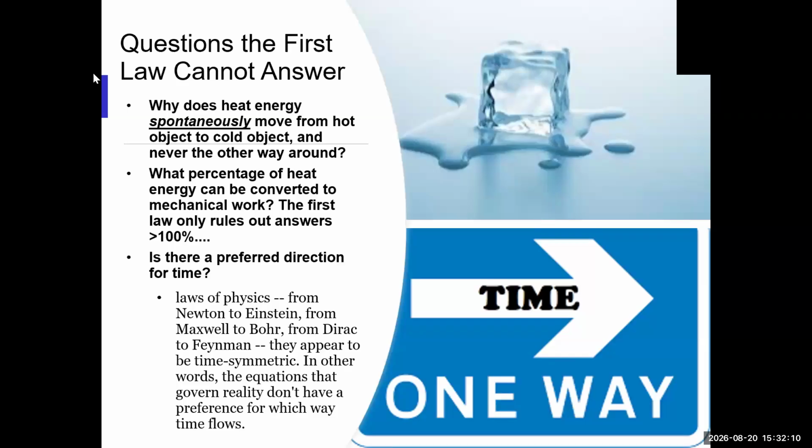Okay, then we talked about questions that the first law cannot answer. There's nothing in the first law that explains why heat energy spontaneously moves from hot objects to cold objects and not the other way around. And the first law doesn't tell us what percentage of heat energy can be converted to mechanical work. The only thing the first law rules out is that it can't be greater than 100%. So we can't get something for nothing. That's all it rules out.